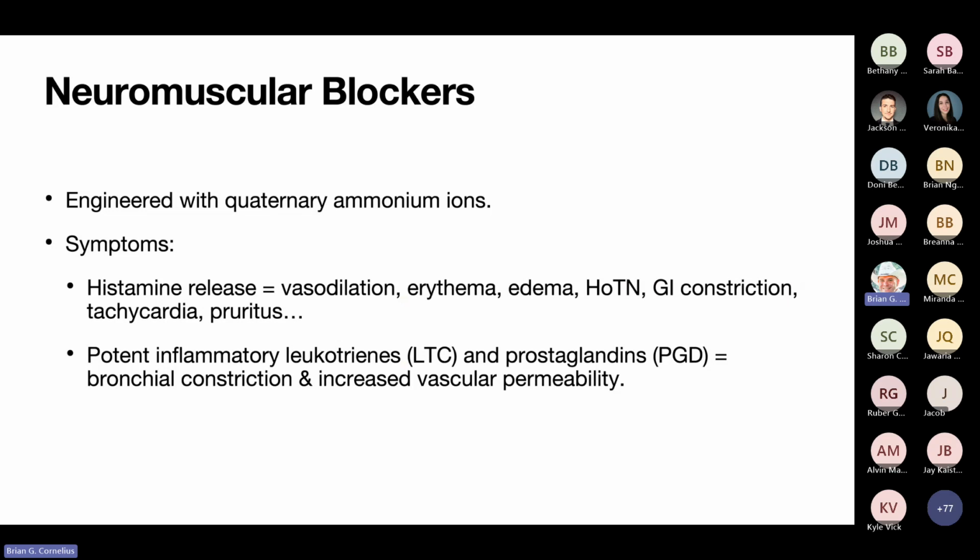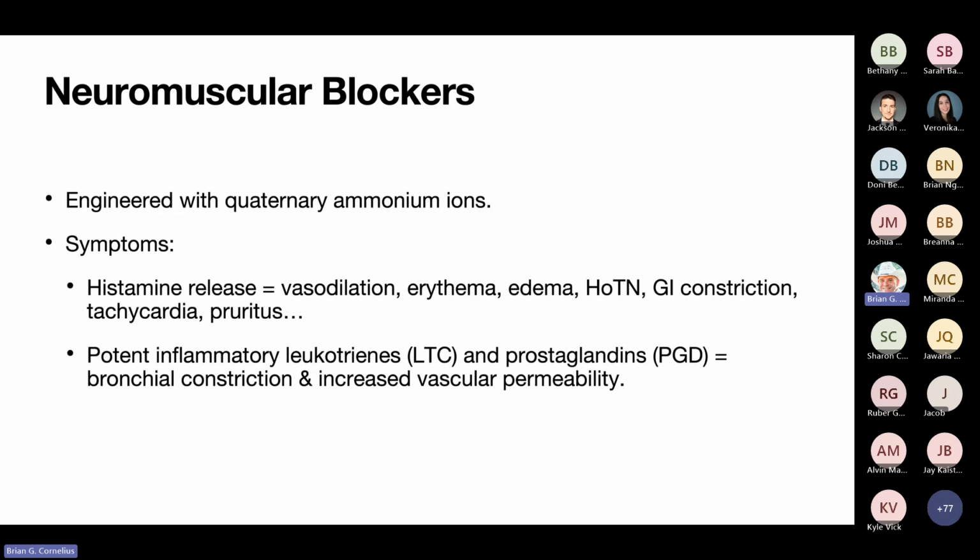So just touching on the neuromuscular blockers, because they do cause it, what you're going to see in these patients, because the histamine releases, they become vasodilated, they become red, they become hypotensive. You may notice some edema, though it generally takes a couple minutes to happen. They're going to become tachycardic.